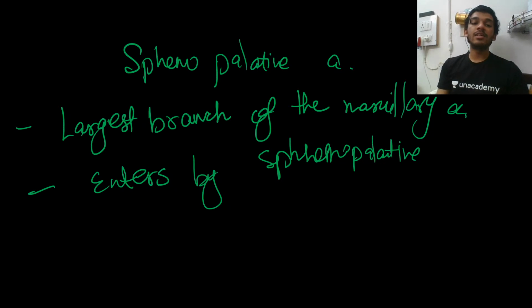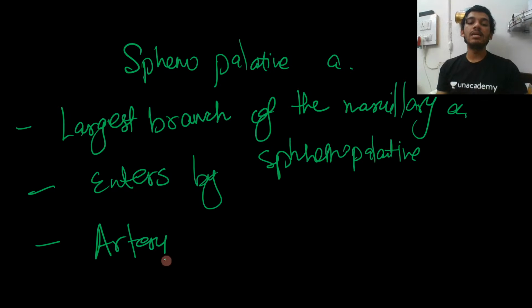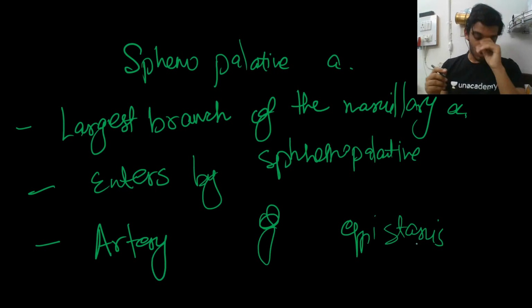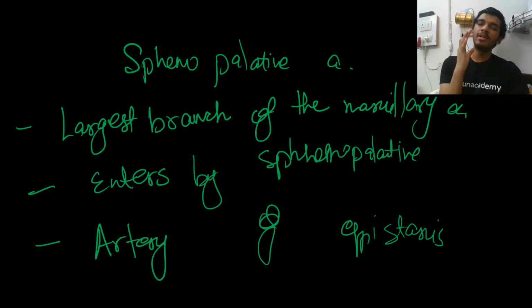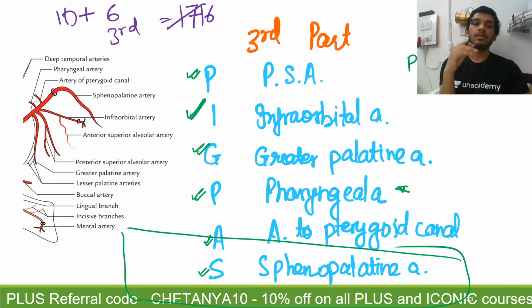Right. So next thing that you need to know is that it is known as the artery of epistaxis. Now, what does artery of epistaxis mean? Epistaxis refers to nosebleed. Since it supplies such a major portion of your nose, if there is any injury to this artery, you will have a severe, massive nosebleed, and that is why it is known as the artery of epistaxis. That is why sometimes, if you have a very severe nosebleed, you will have to ligate the maxillary artery because this is the largest branch of the maxillary, right?